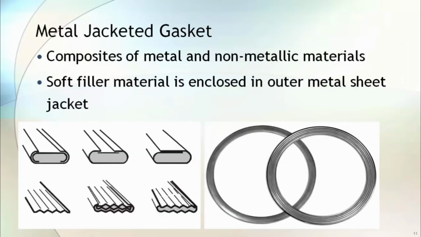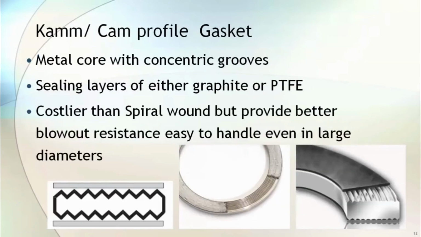In a metal jacketed gasket, soft filler material is enclosed in a thin sheet of metal jacket. There are different ways to cover the filler material as shown in the image. Metal jacketed gaskets are commonly used in heat exchangers. A cam profile gasket has a solid metal core with concentric grooves. Filler material, either graphite or PTFE, is layered on this grooved metal ring. It is costlier than a spiral wound gasket but provides better blowout resistance and is easy to handle even in large diameters.